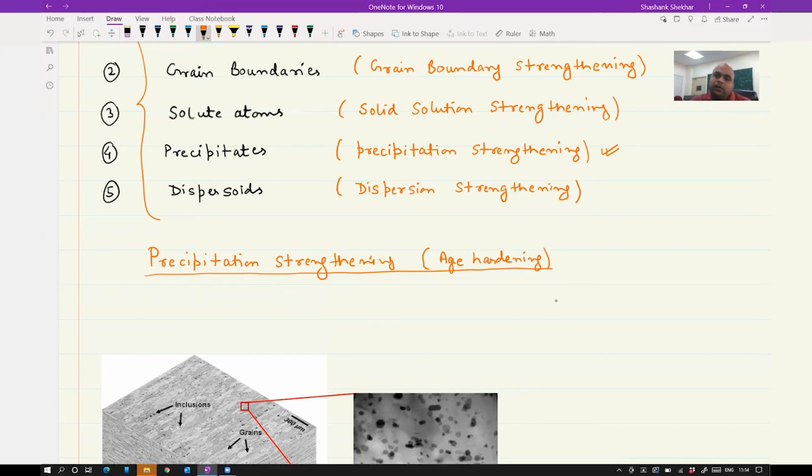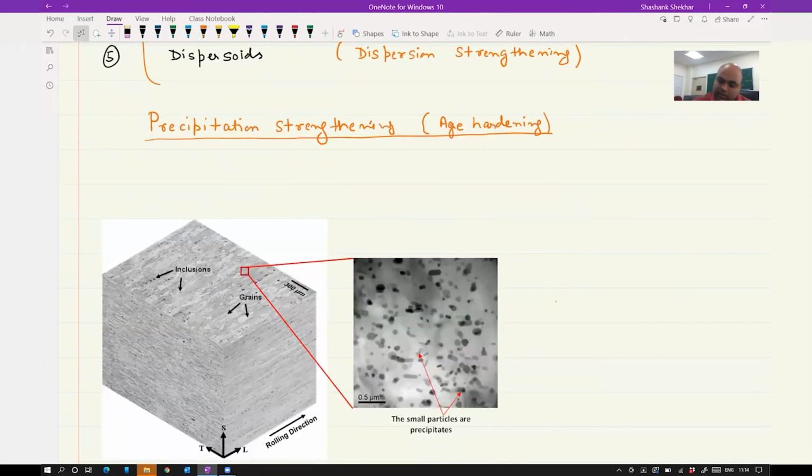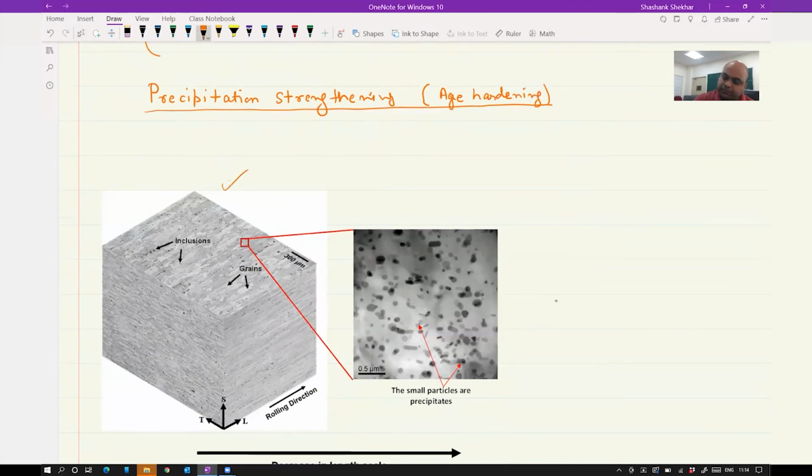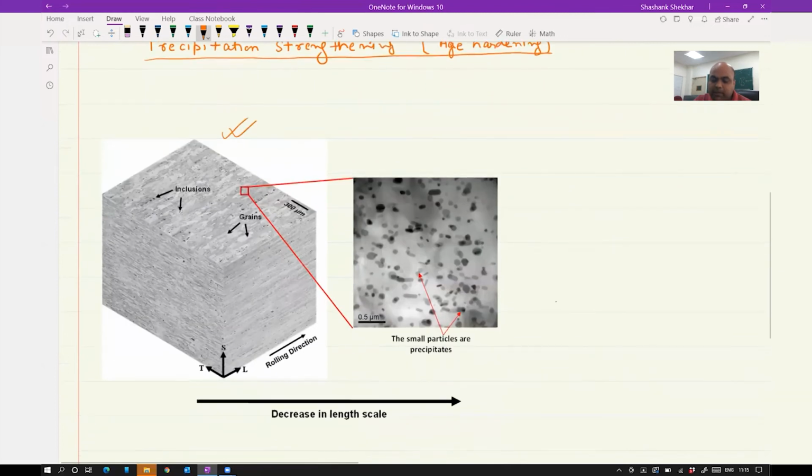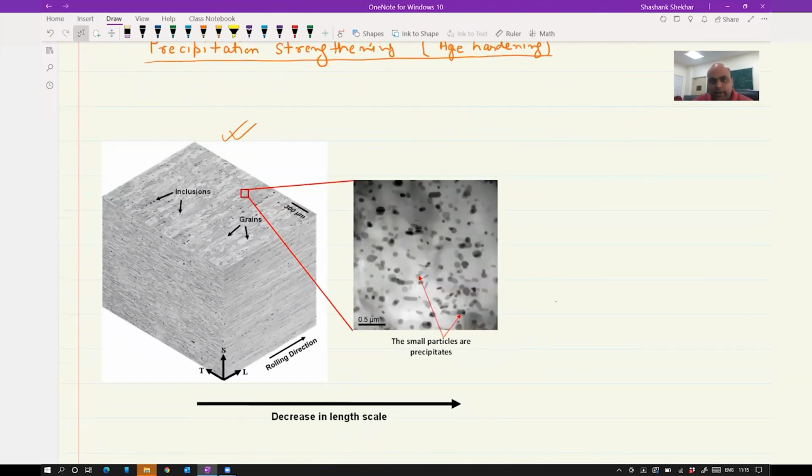Suppose I take a piece of an aluminum alloy component which can show precipitation strengthening, and I start polishing it so that I can observe the microstructure. You polish it, etch it, and take the sample to an optical microscope. If you do that, you are going to see the microstructure I have shown here in the first image. This is a typical microstructure of an aluminum alloy which has been rolled, and that's why you see L, S and T here.